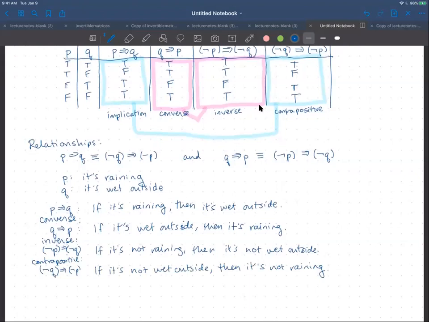And we're going to take advantage of that in proof writing because sometimes it's easier to work with the contrapositive of a statement than the original implication. And that way we can sort of get some advantage from using a different logical form to prove what we want to prove.